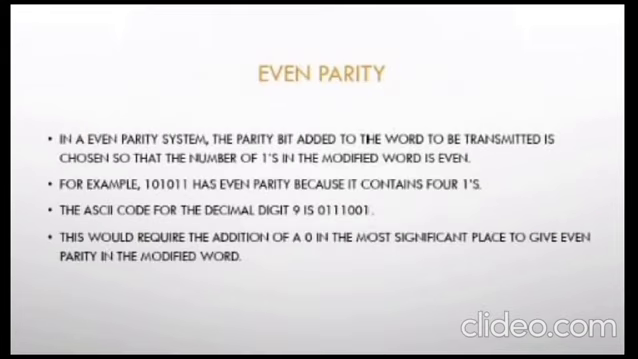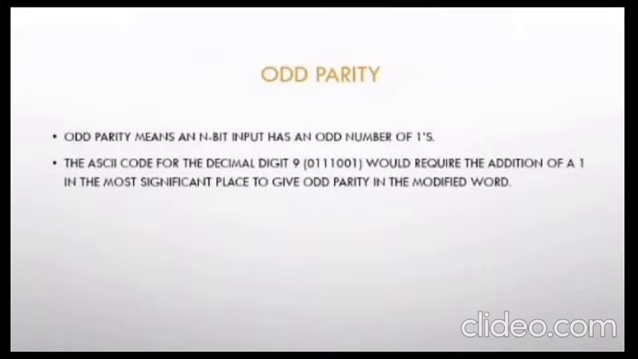First one is even parity. In an even parity system, the parity bit added to the word to be transmitted is chosen so that the number of ones in the modified word is even. For example, 101011 has even parity because it contains 4 ones. The ASCII code for the decimal digit 9 is 0111001. This would require the addition of a 0 in the most significant place to give even parity in the modified word. Next one is odd parity.